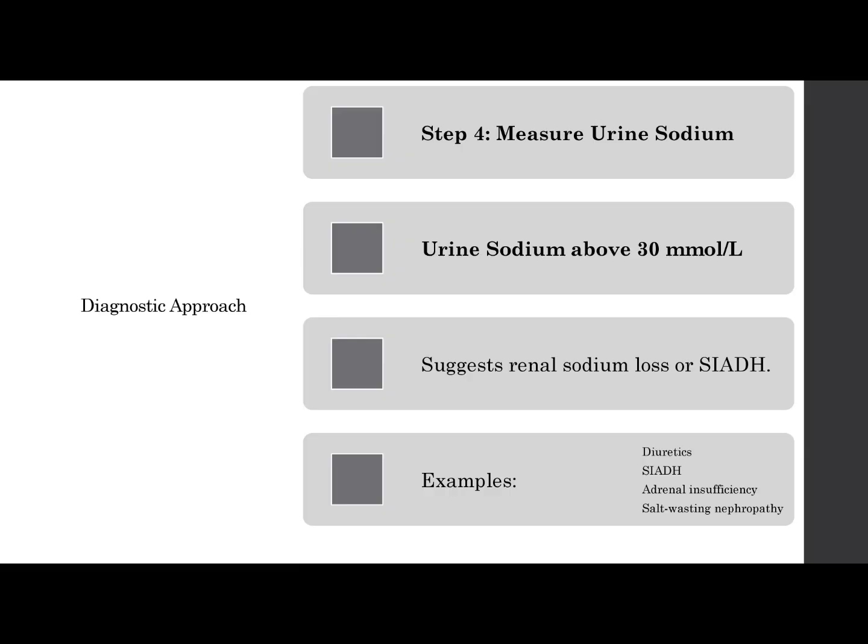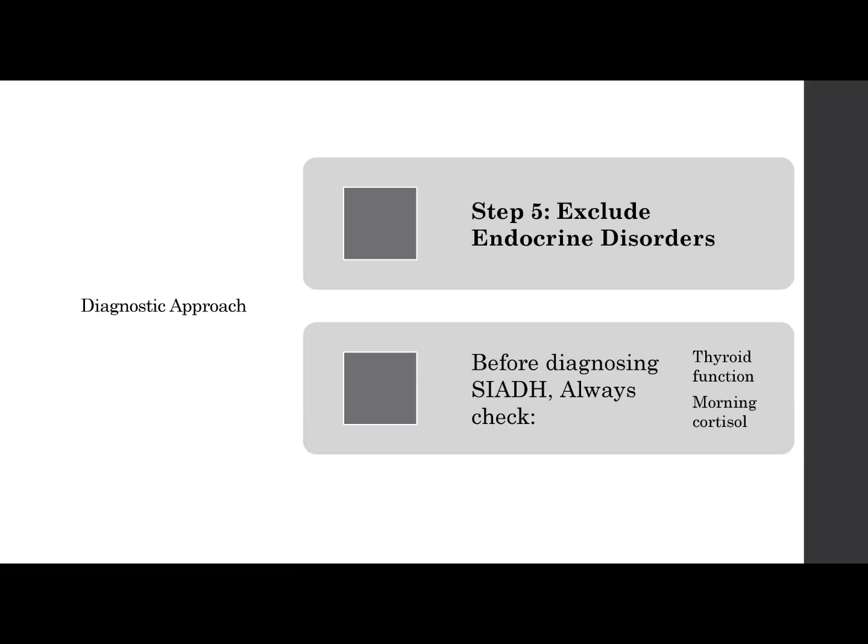Urine sodium above 30 millimoles per liter suggests renal sodium loss or syndrome of inappropriate antidiuretic hormone. Examples: diuretics, adrenal insufficiency, salt-wasting nephropathy, or syndrome of inappropriate antidiuretic hormone. Last and step 5. Exclude endocrine disorders. Before diagnosing syndrome of inappropriate antidiuretic hormone secretion, check thyroid function and morning cortisol.